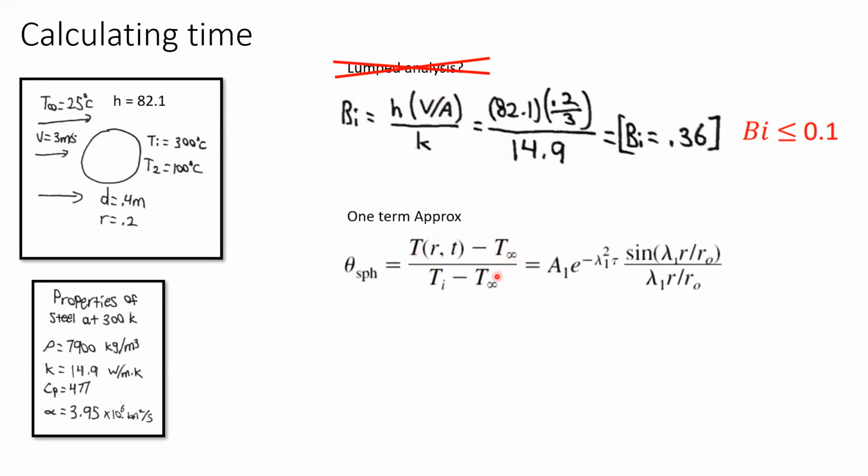We're going to use the one-term approximation. And so for this, we know almost all our values. We know our final temperature, our T initial, our T infinity. We can look up A1 and lambda1 from our table, which we'll do next. And so the only thing remaining is this tau value, which has time in it. Just to note, to use this equation, we have to assume that tau is greater than 0.2. We don't know this yet, but we can assume that for now, and then we'll validate it later.